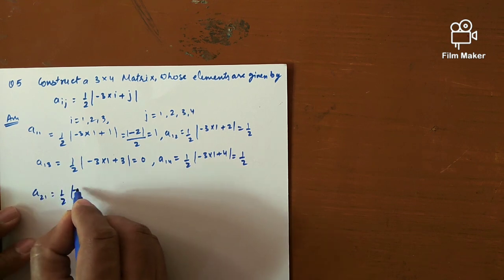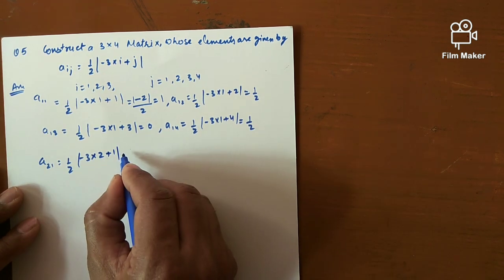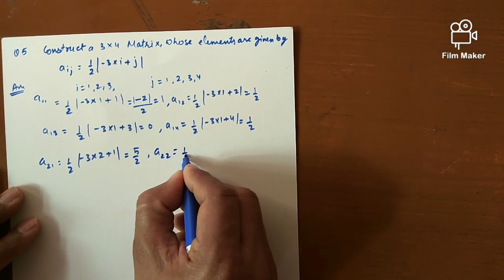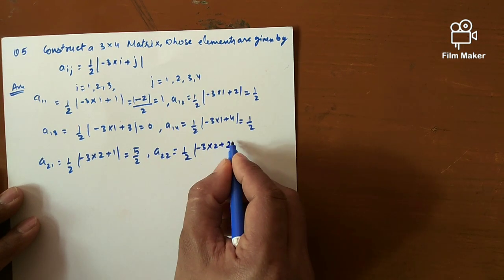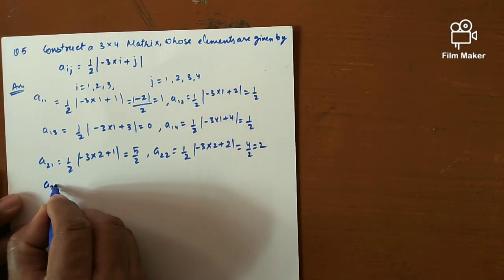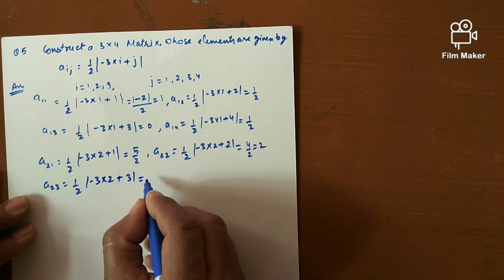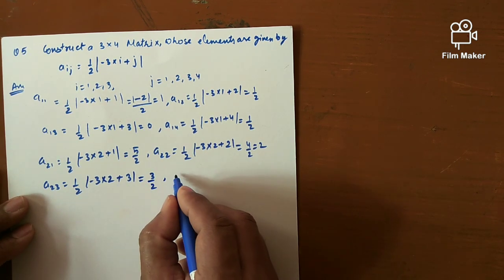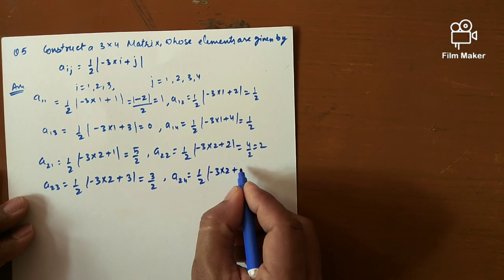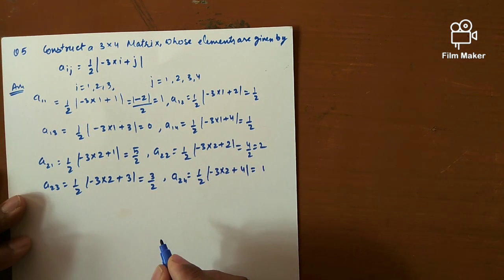Now a21: 1 by 2 minus 3 into (2 plus 1). This is minus 6 plus 1, which is minus 5, and because of the modulus sign it becomes plus 5, so 5 by 2. a22 will be 1 by 2 minus 3 into (2 plus 2). So it becomes 6, this 4, and because of the modulus sign it becomes 4 by 2. Answer is 2. a23: 1 by 2 minus 3 into (2 plus 3). This is minus 6 plus 3, which is plus 3 upon 2 because of the modulus sign. a24: 1 by 2 minus 3 into (2 plus 4). So this is minus 6 plus 4, minus 2 but becomes plus 2, and then divided by 2 is 1.